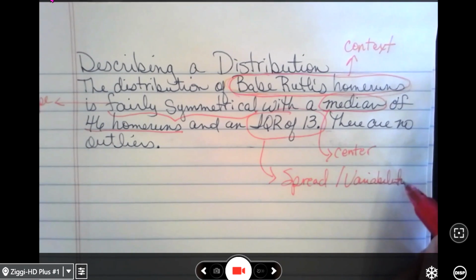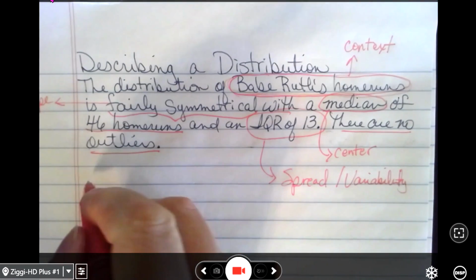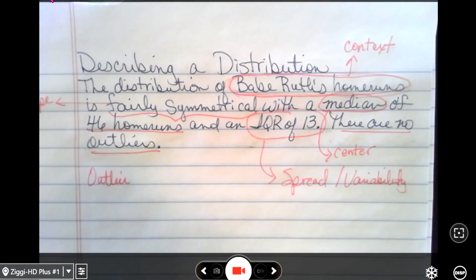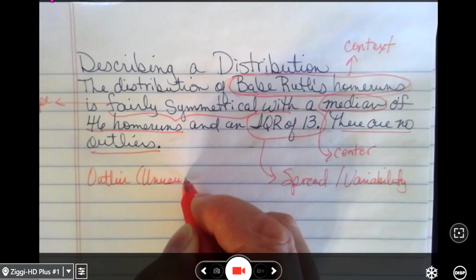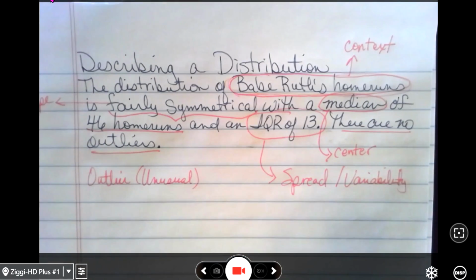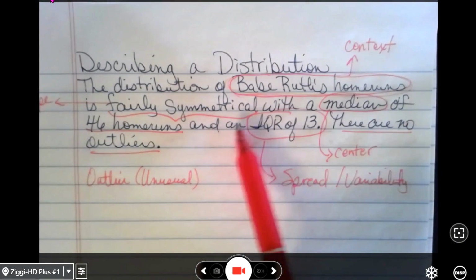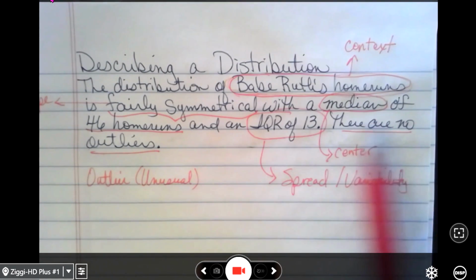However you want to think about that. And there are no outliers, and that's the outlier, or if your teacher's using unusual points. So we have told you all 4 parts with context. So we've told you what we're looking at, what the shape is, what the center is, and what the spread is, and if there are any outliers.